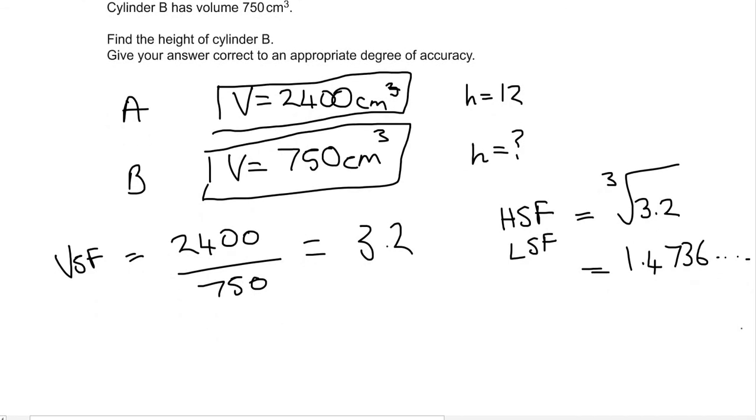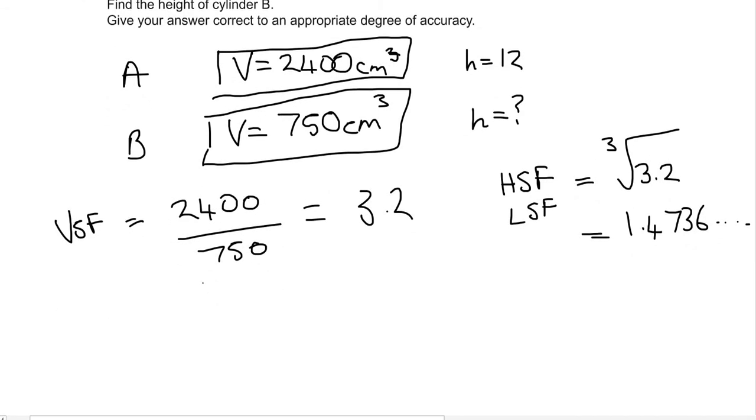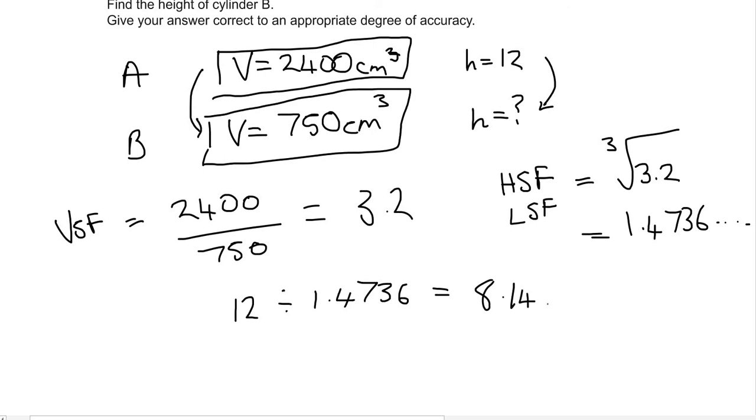Right, and to find the height of cylinder B, all we do, now that we've got the scale factor, we worked out the scale factor and we cube rooted it. So we do 12 divided by our 1.4736. Again, use your calculator, and this gives you 8.14. And so that's centimeters. And we've done it to 2 decimal places there.